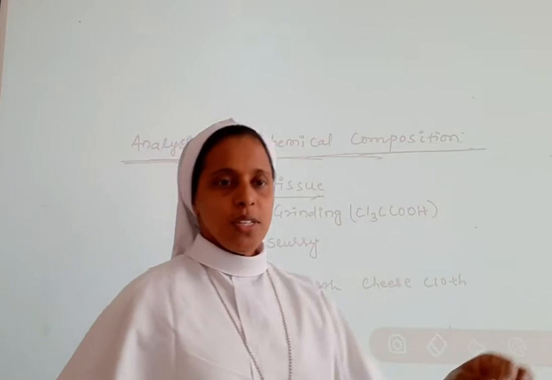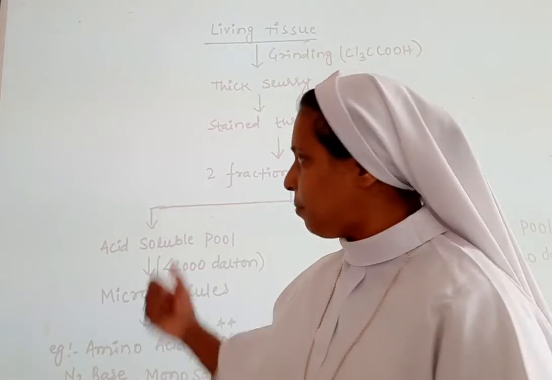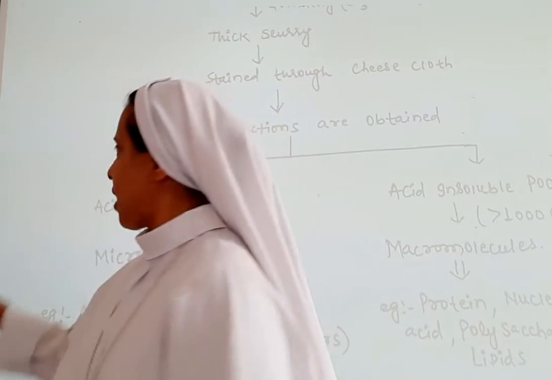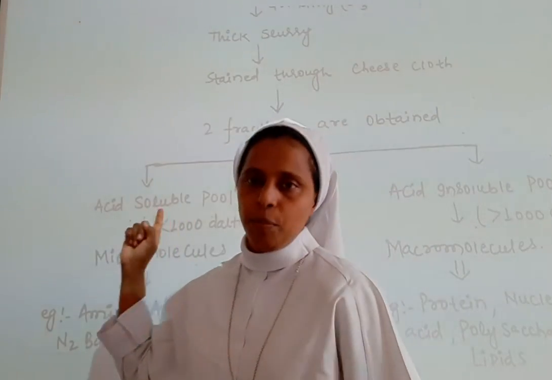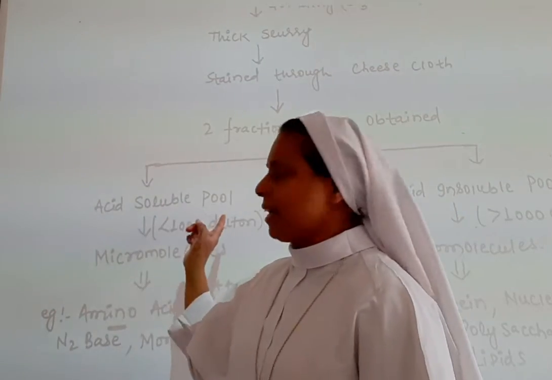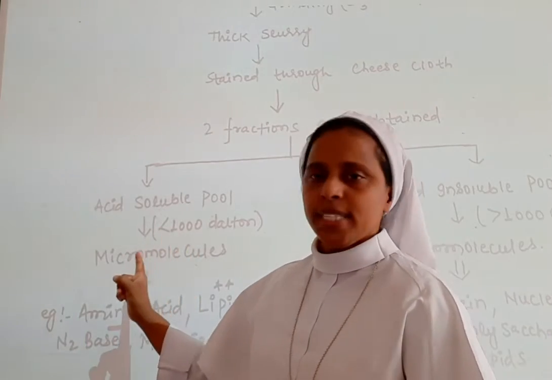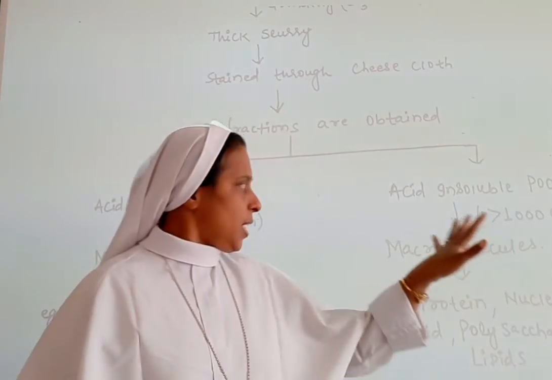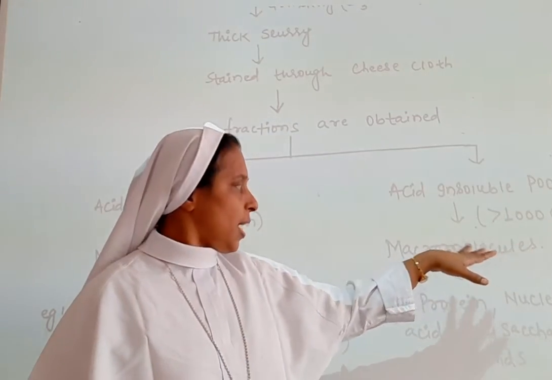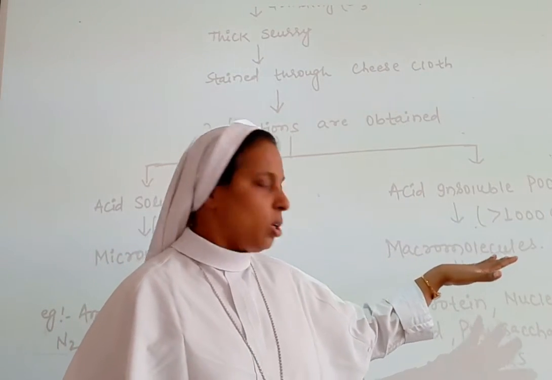And here, we are going to get two fractions. So let us see what are the two fractions. That is acid soluble pool as well as acid insoluble pool. In acid soluble pool, we can see here the molecular mass will be of less than 1000 daltons. So that is said to be micromolecules. And in acid insoluble pool, that is more than 1000 daltons. And it is said to be macromolecules.